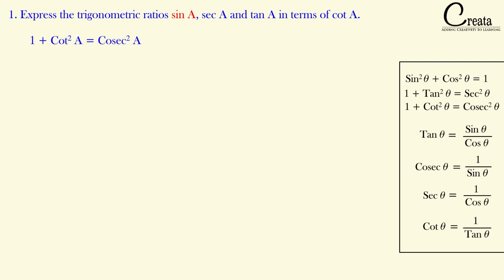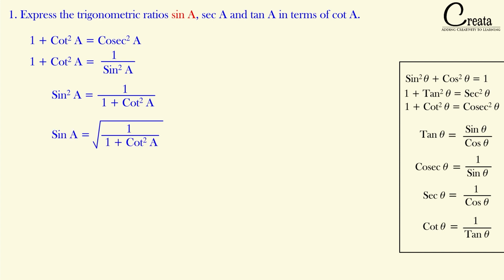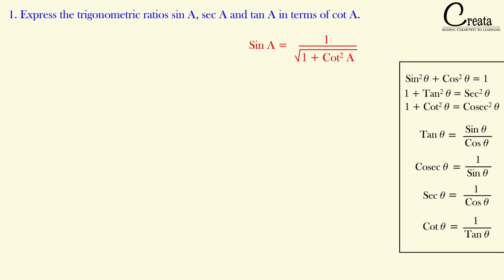Let's replace cosec with 1 upon sine. We got 1 plus cot square A is equal to 1 upon sine square A. So sine square A will be equal to 1 upon 1 plus cot square A. So we got sine A as root of 1 upon 1 plus cot square A, that is 1 upon root of 1 plus cot square A. So basically we have expressed sine A in terms of cot A. So we are done with the first part, that is sine A.